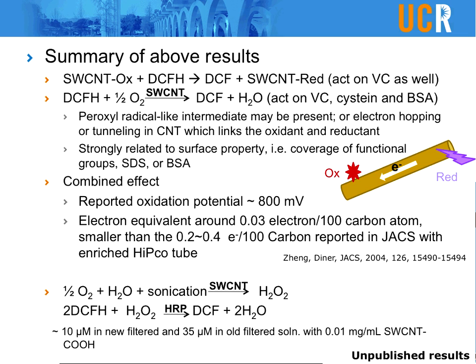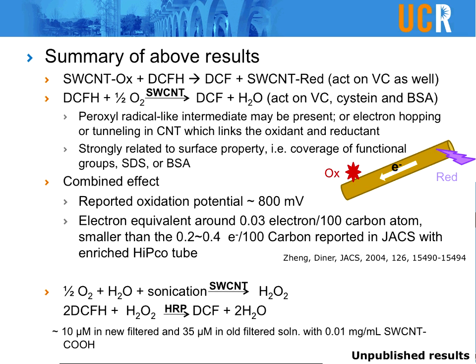The second reaction is that carbon nanotube catalyzes the reaction between oxygen and DCFH. This is the one we found before that behaves like a peroxyl radical and can be suppressed by vitamin C, Trolox, and BSA, also SDS coating.